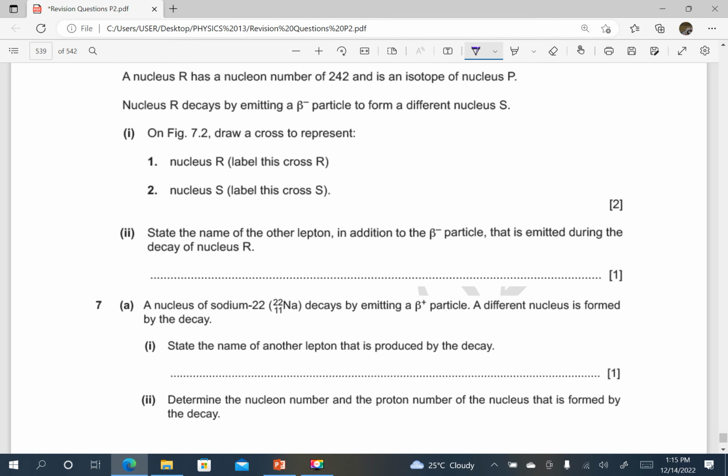State the name of the other lepton, in addition to the beta minus, that is emitted during decay of nucleus R. Beta minus is accompanied by the neutrino. So we normally call it electron neutrino or simply neutrino.